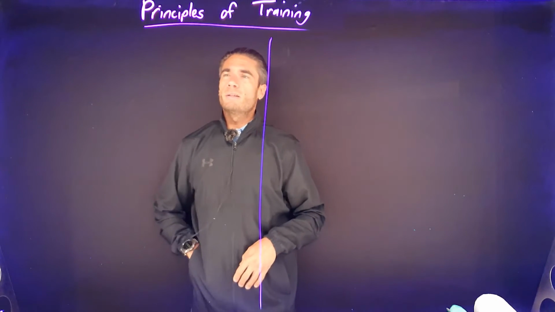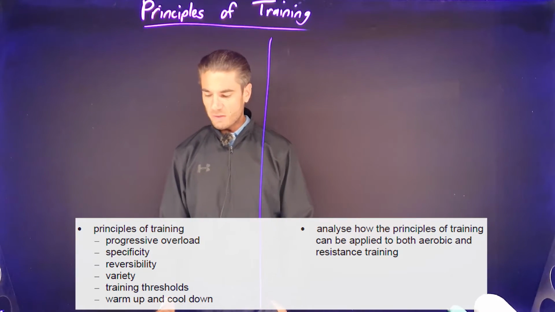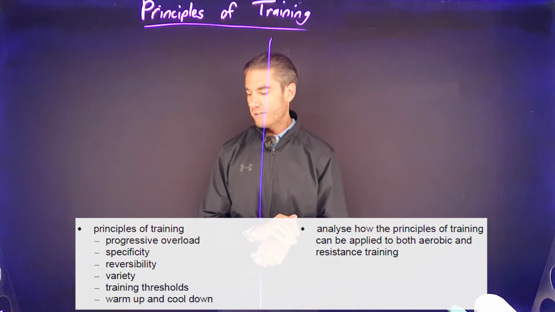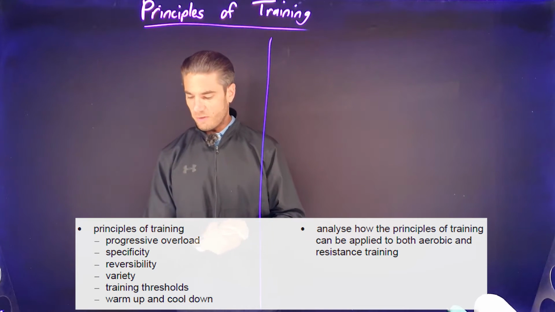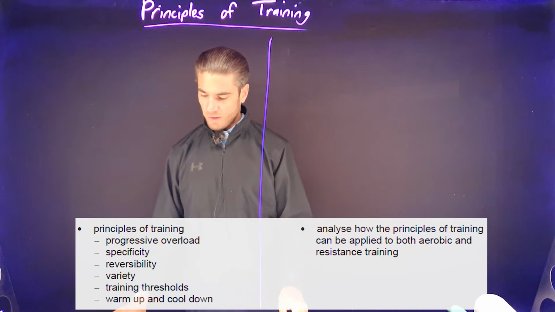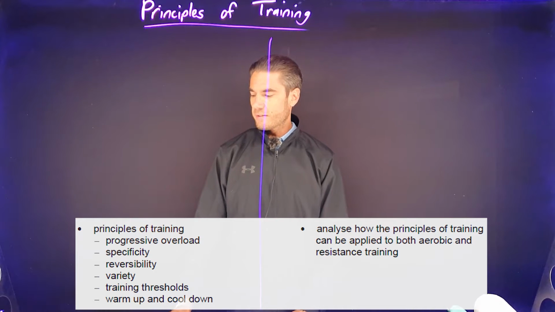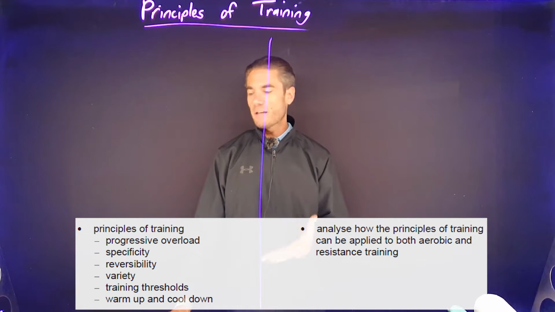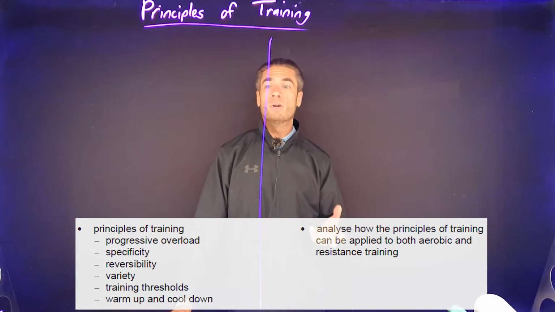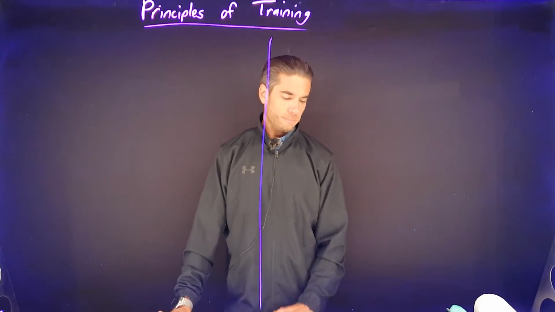Alright, so in this video we're going to look at the dot point for HSC Core 2 Factors Affecting Performance, Principles of Training. On the left side of your syllabus it goes through the 6 principles of training, which we will cover in this video, being progressive overload, specificity, reversibility, variety, training thresholds, and warm up and cool down. On the right hand side of your syllabus it says that you need to be able to, with this information, analyse how the principles of training can be applied to both aerobic and resistance training. So yeah, let's do it.